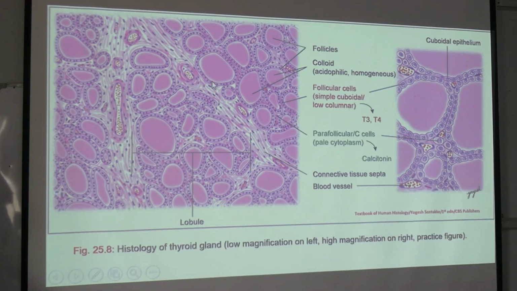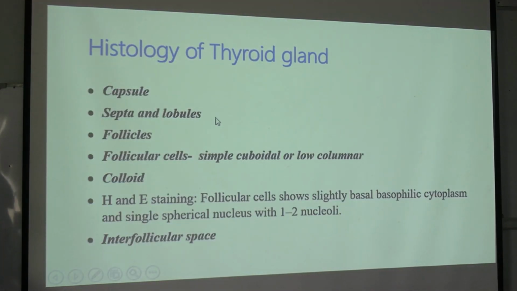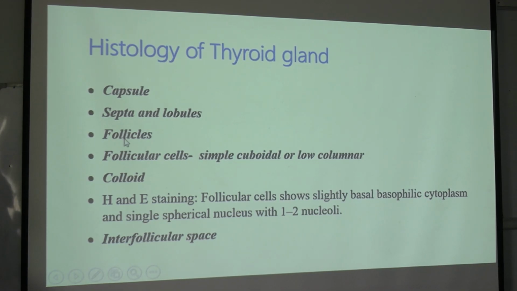To summarize, it is a rather easy architecture that we see. We have a capsule, and this capsule penetrates deep and becomes septa or partitions and splits the thyroid gland into small areas. We call them thyroid lobules. Each of the lobules is occupied by circular bodies, which we call follicles.